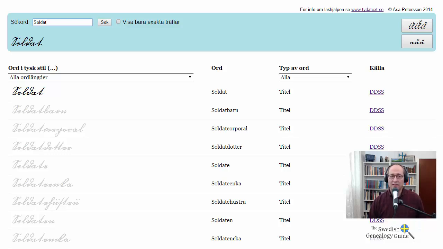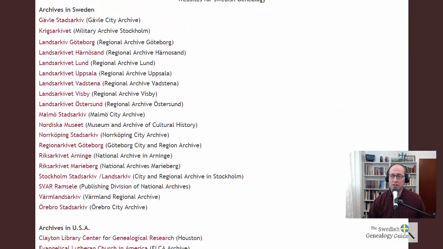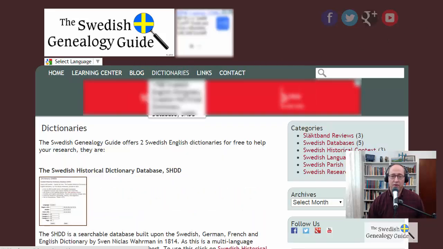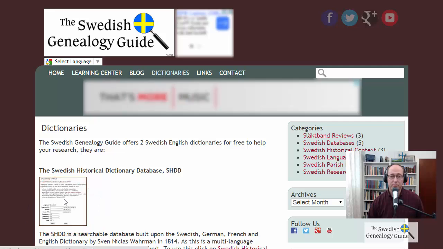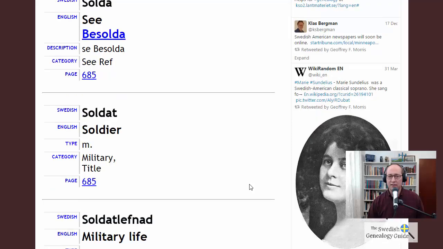And then you just go back to your entry and see how close of a match it actually is. The other tool, really the next step, would be to figure out what a word means. So I'm going to go back to the Swedish Genealogy Guide homepage. I'm going to click on Dictionaries, and I'm going to the Swedish Historical Dictionary Database, or SHDD. I scroll down, I type in the word SOLD, and then I come down and click on Search. And I scroll down and look for a match.